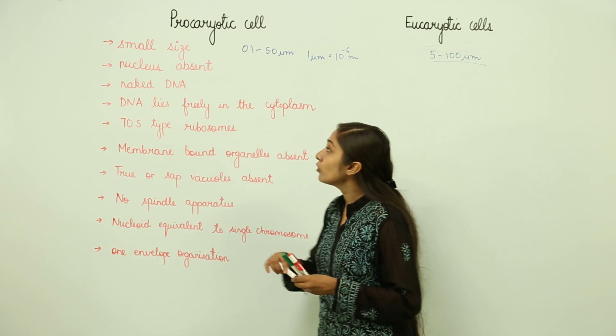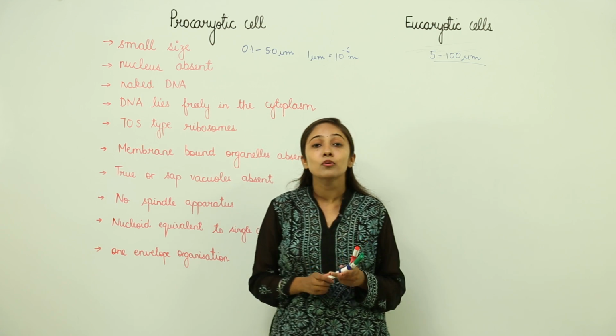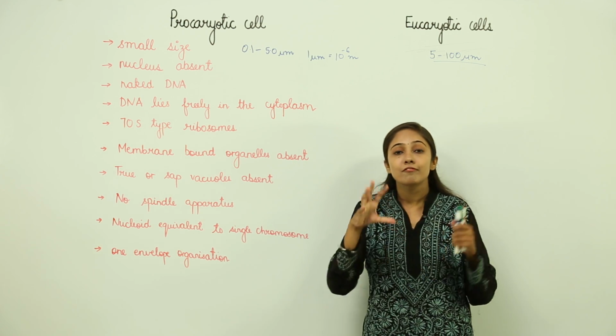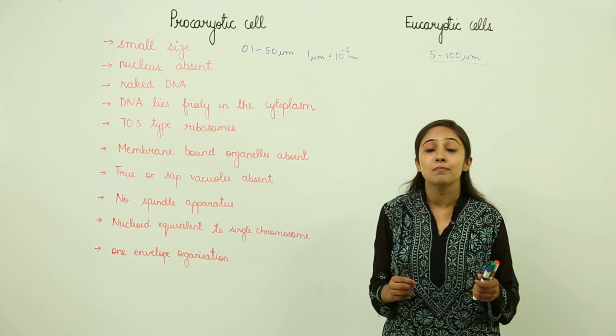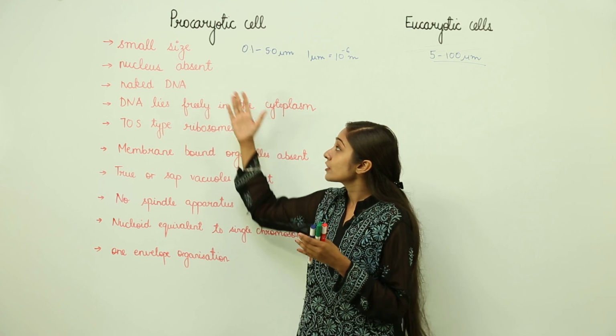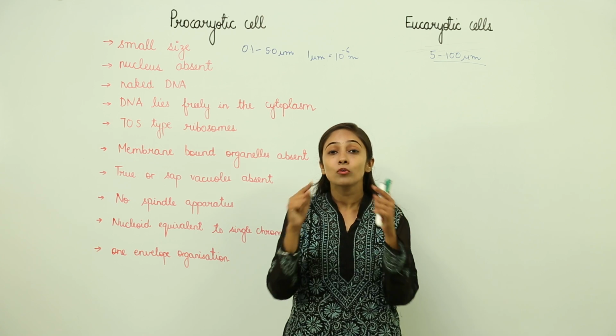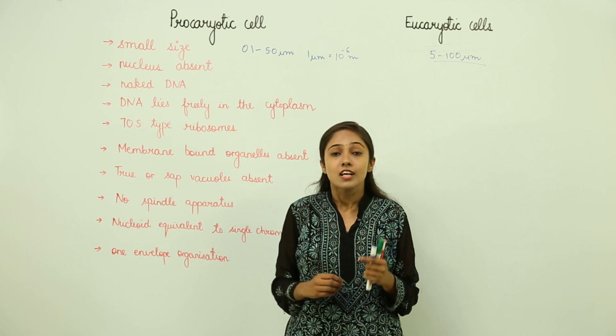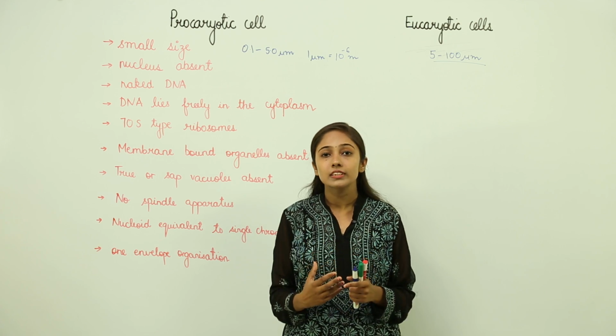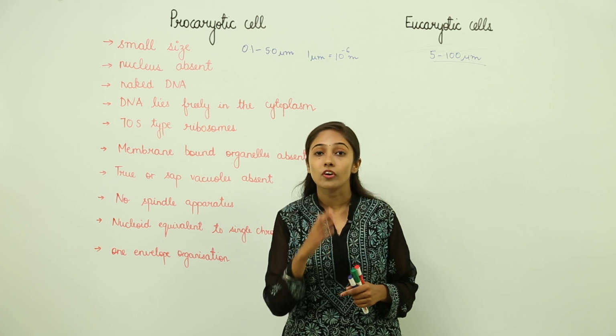Now let's talk about the nucleus. In a prokaryotic cell, a well organized nucleus is absent. Means if we talk about the organization of the nucleus, we are talking about the nuclear membrane, right? So that is absent in this case. So a well organized nucleus is absent in case of a prokaryotic cell.